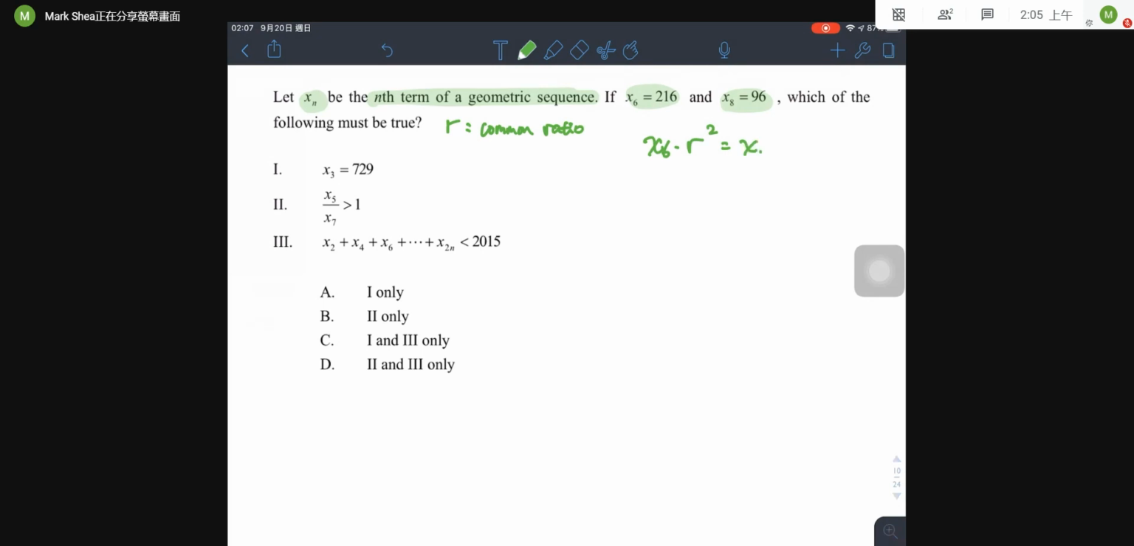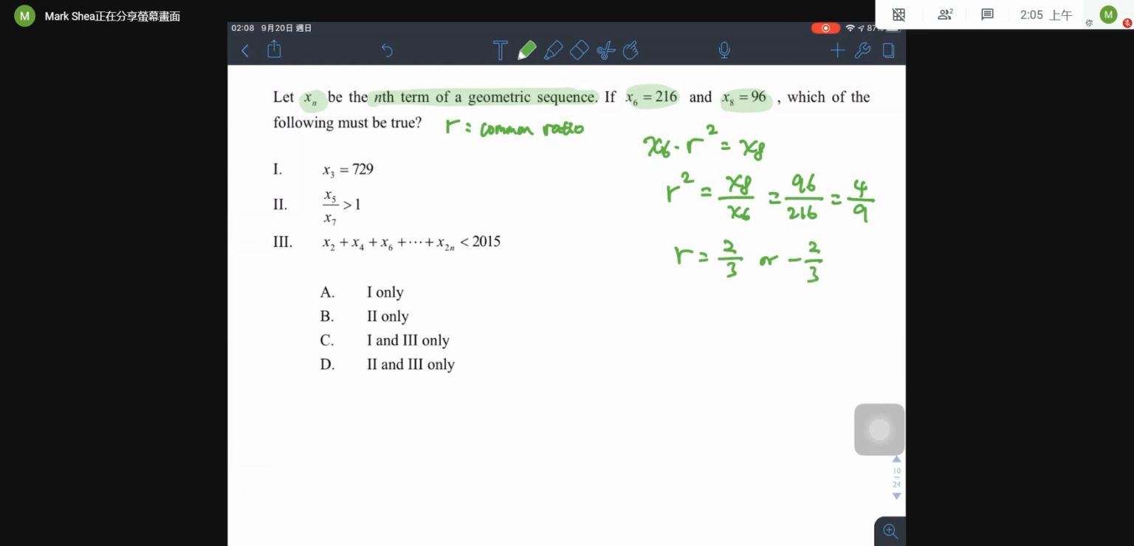Therefore, how do we find R squared? R squared will be the ratio of x8 divided by x6. So it is 96 divided by 216, which is 4/9. So this is R squared. Now, for R squared equal to 4/9, we can have R equal to 2/3 or negative 2/3.